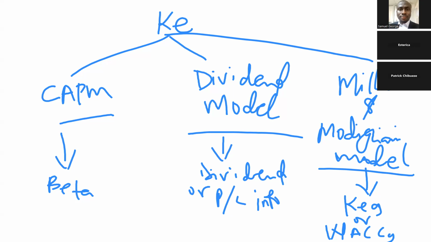ICAN May 2016, question 1. What is it saying? May 2016, question 1.